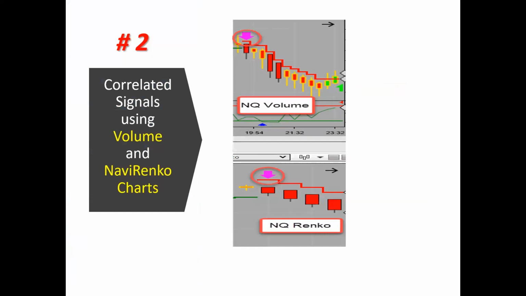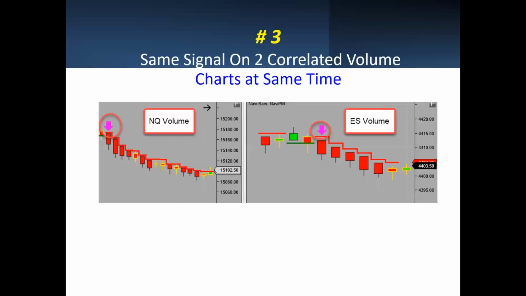All right, so the next setup we're going to talk about is where we get the volume and Renko charts giving you the sell signal. Here's just the NASDAQ. So the difference from number 1 is that setup had correlated signals among the E-mini and the NASDAQ. Here we've got just the NASDAQ giving us the same signal on both the volume and the Renko chart.